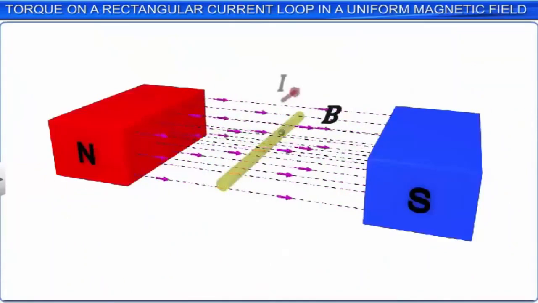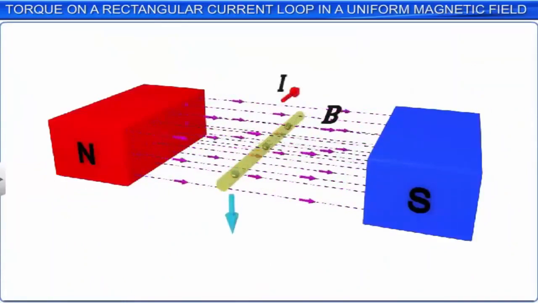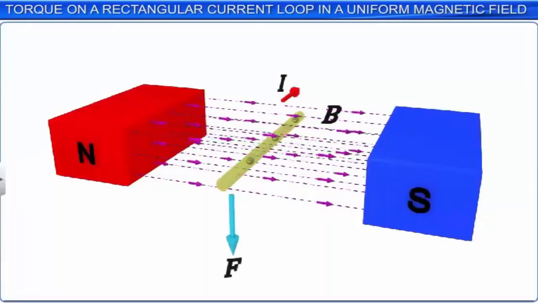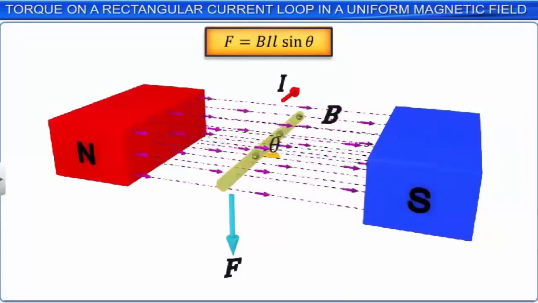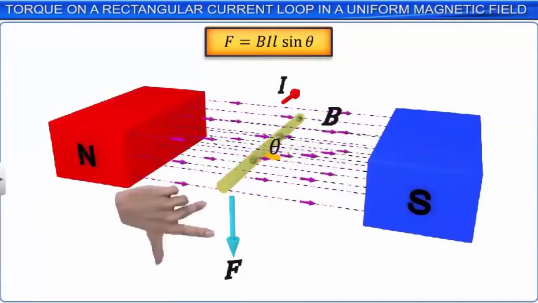A current-carrying conductor placed in a uniform magnetic field experiences some force. The magnitude of this force is determined by using the formula F equal to BIL sin theta, where theta is the angle between the direction of the magnetic field and the direction of current. The direction of the force acting on the conductor can be determined by using Fleming's left-hand rule.